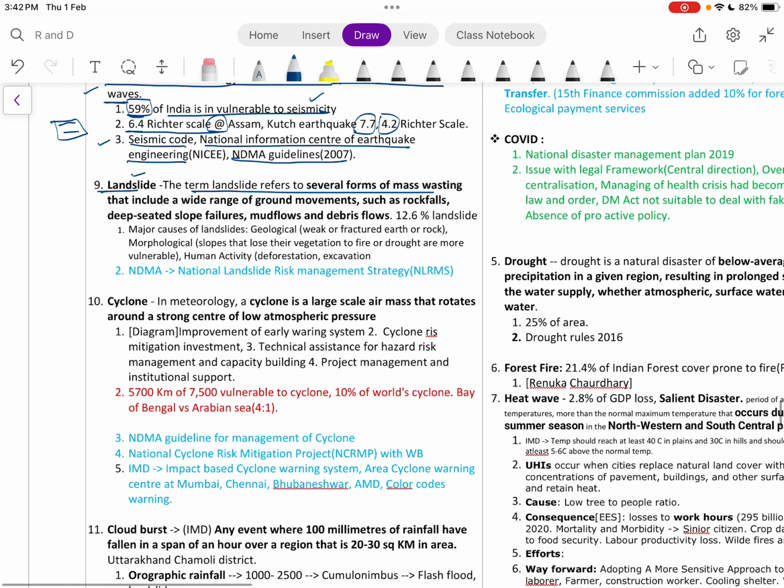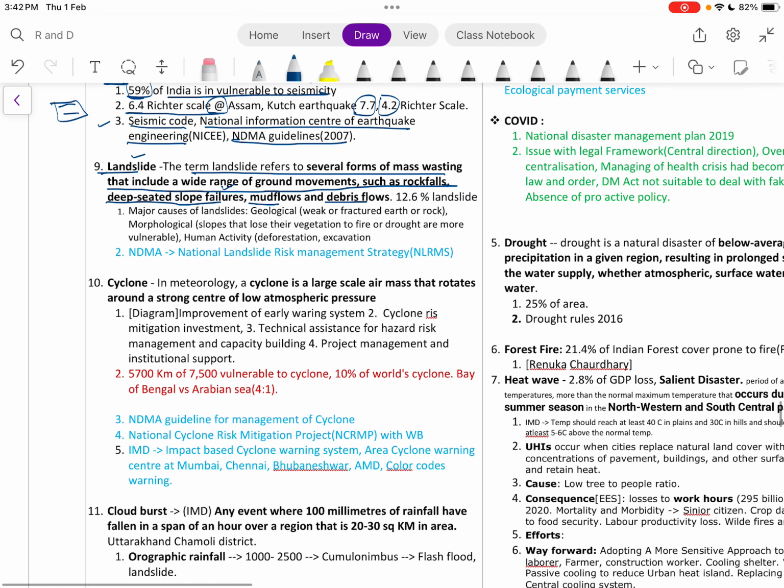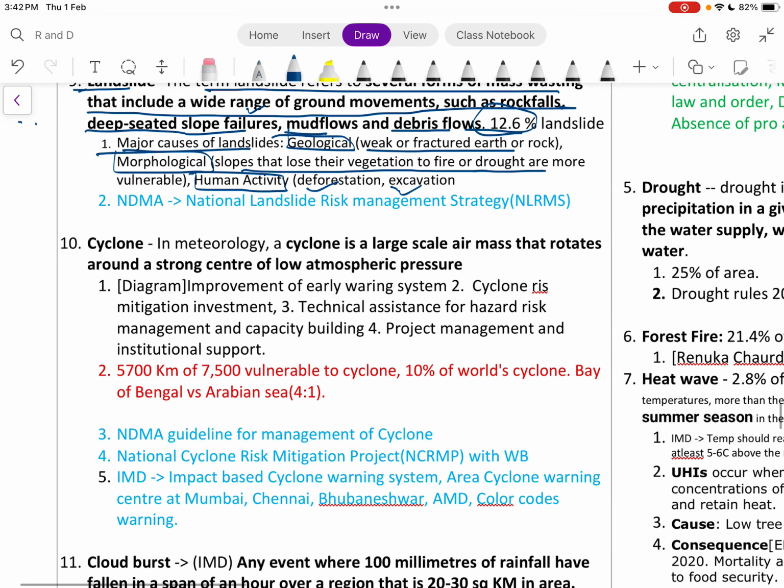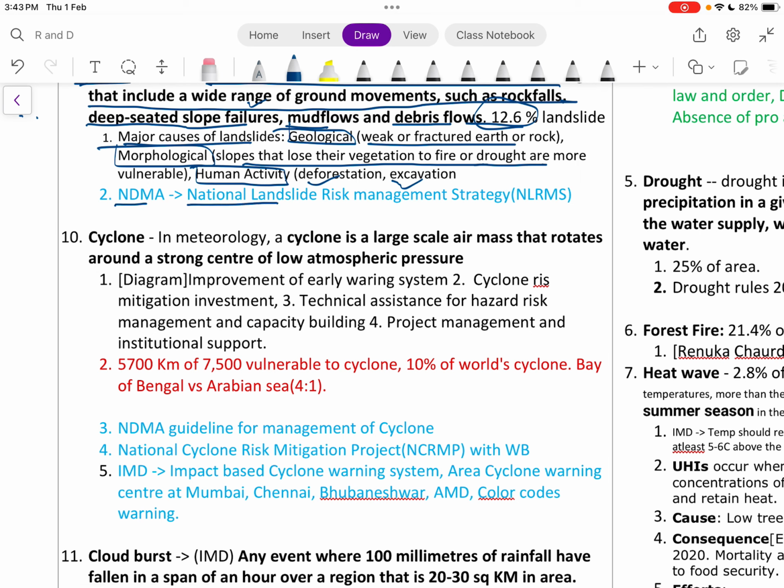Landslide. The term landslide refers to several forms of mass wasting that include a wide range of ground movement such as rockfall, deep-seated slope failures, mud flow, and debris flow. About 12.6% of the area in India is prone to landslides. Major causes of landslide: geological, weak fractured rocks or earth; morphological, slopes that lose their vegetation to fire or drought are more vulnerable; and human activities such as deforestation and excavation, among others. So you can think from other different perspectives. NDMA, National Landslide Risk Management Strategy, so you can quote this.